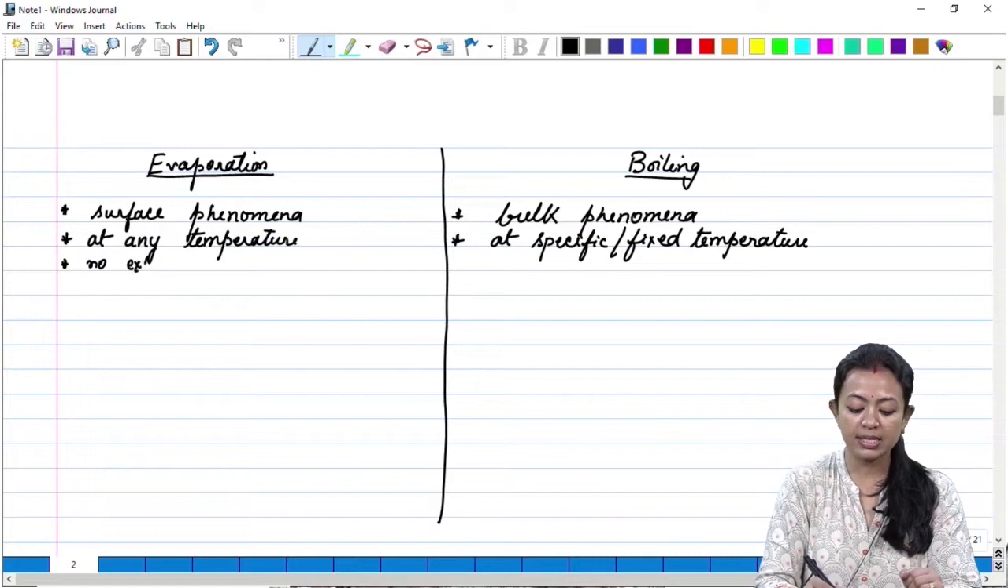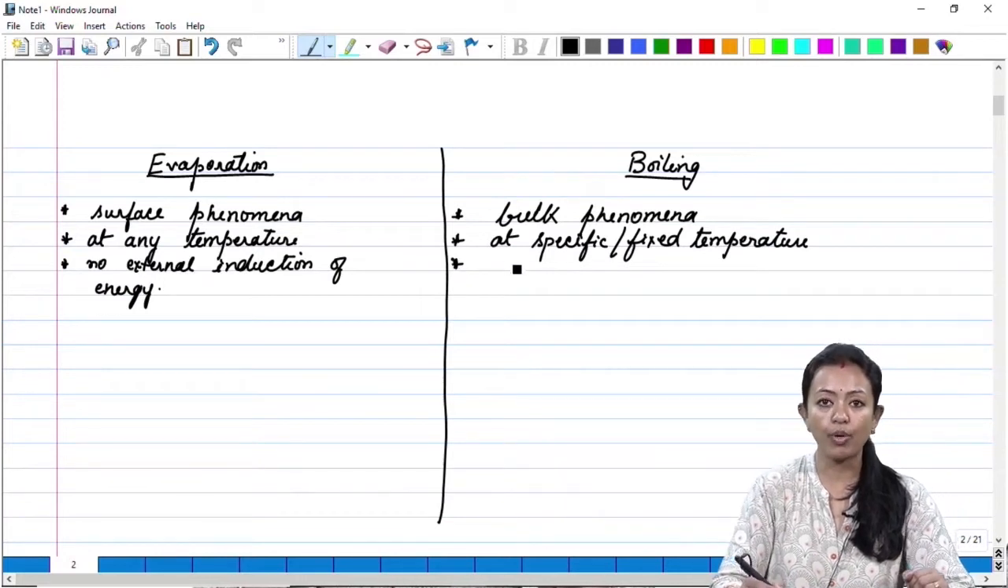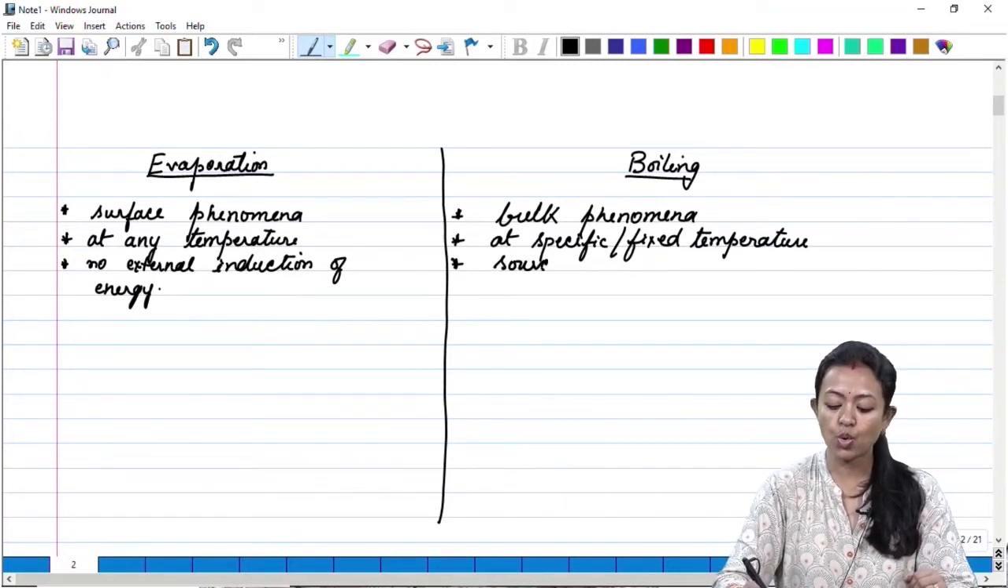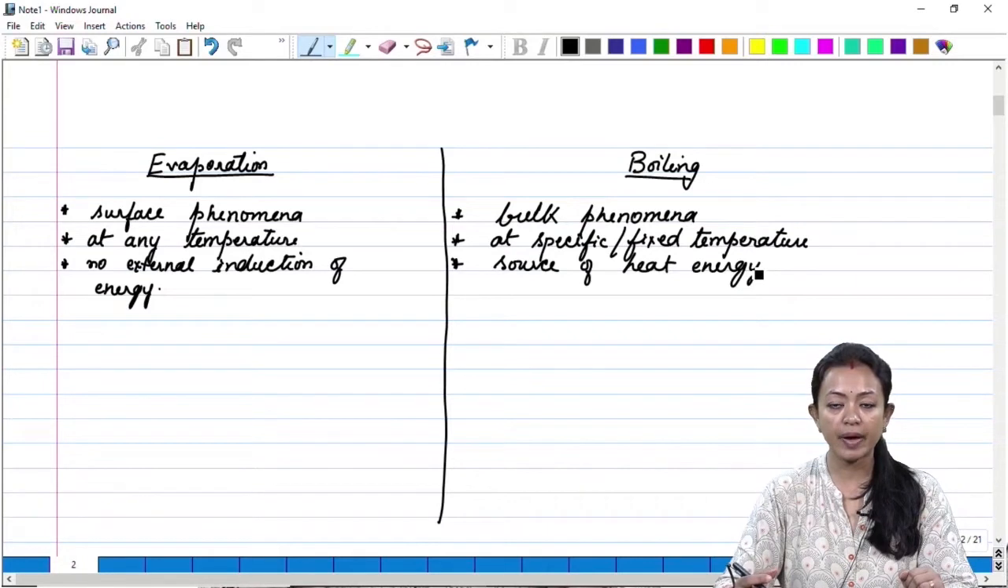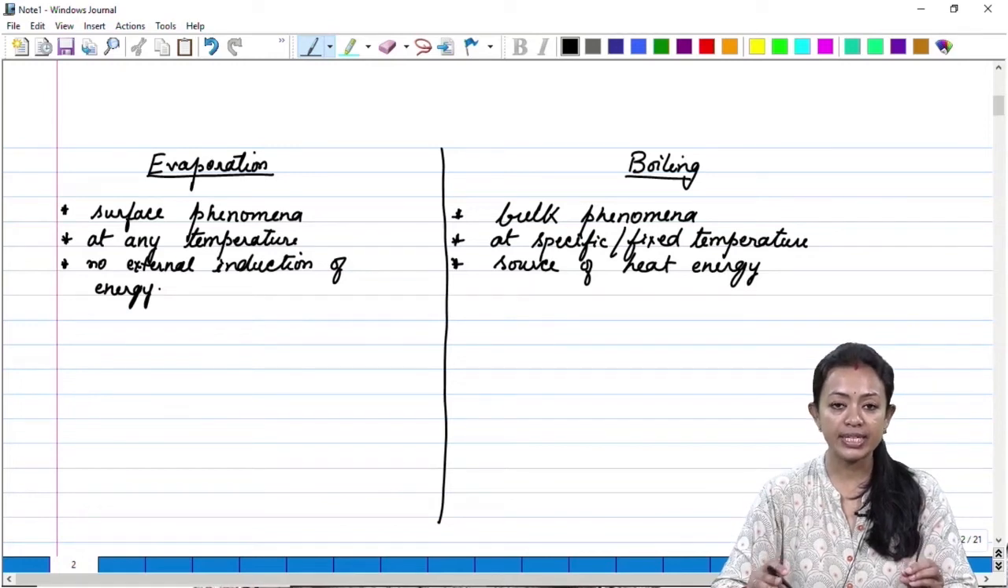No external induction of energy. Whereas in case of boiling, there has to be a source of heat energy. So here, evaporation happens at normal temperature. It can happen at any temperature. So you do not need to make any deliberate attempt to induce some heat energy to the system.